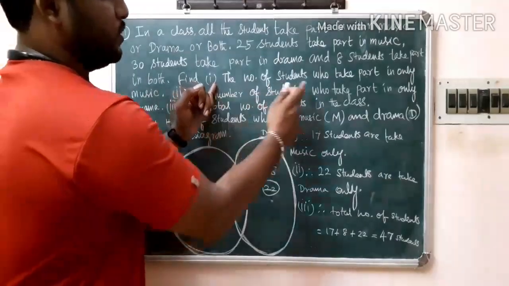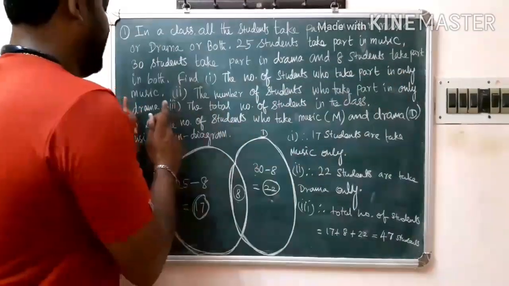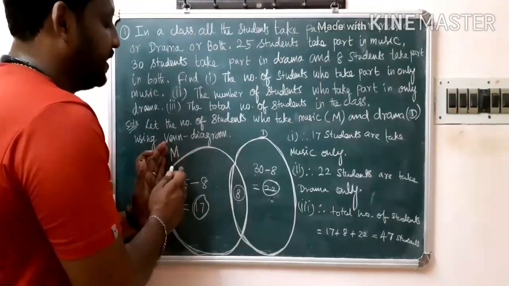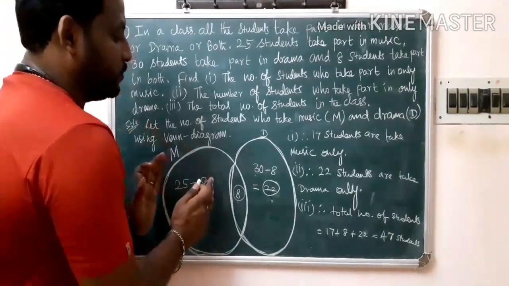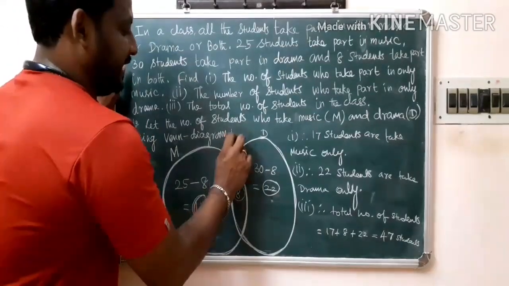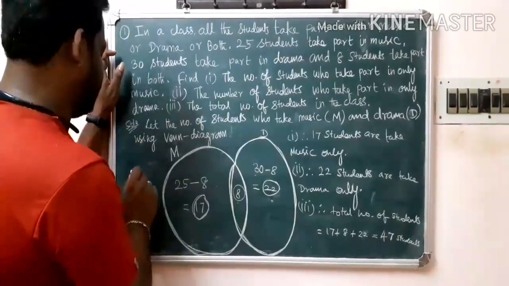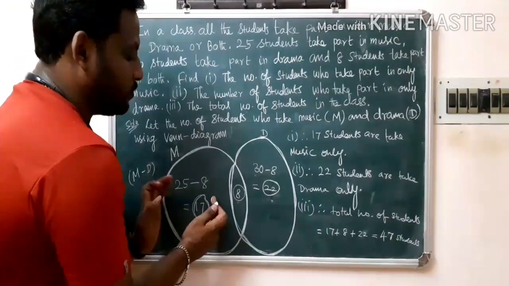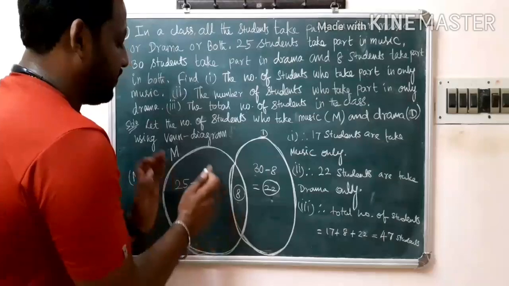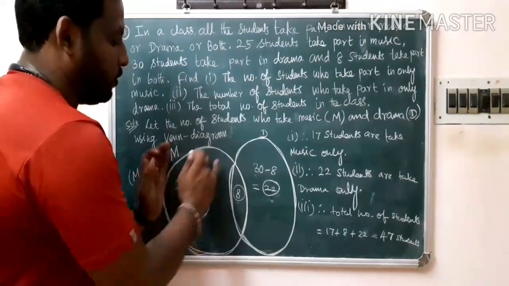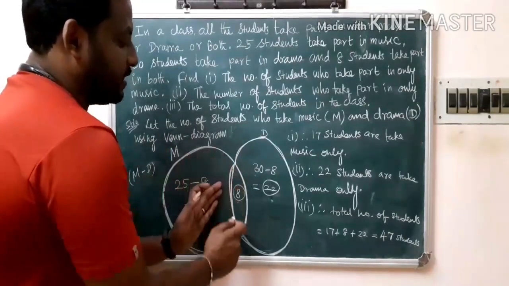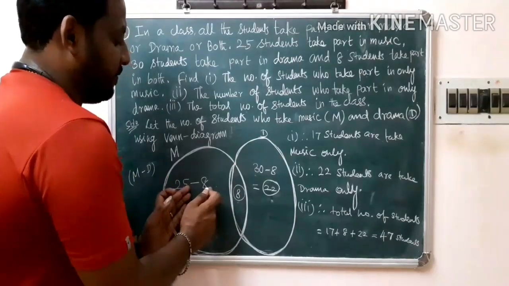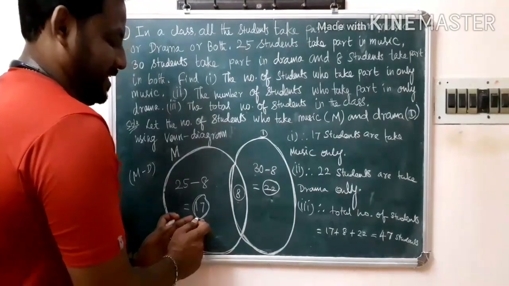First question, the total number of students who take part only in music. This whole set is contained as music. We have to find out only music. That means M difference D. That means we have to subtract the common part from the whole part. The whole part is 25 and the common part, that means the intersection part, is 8. So we have to subtract it: 25 minus 8 is equal to 17.